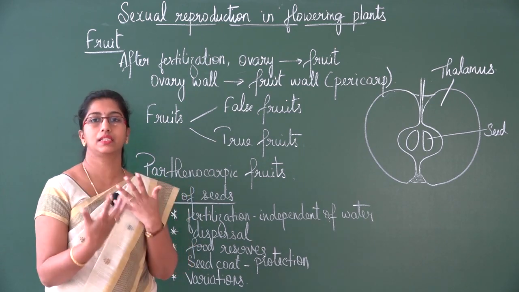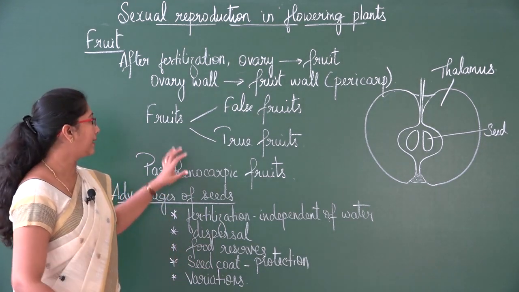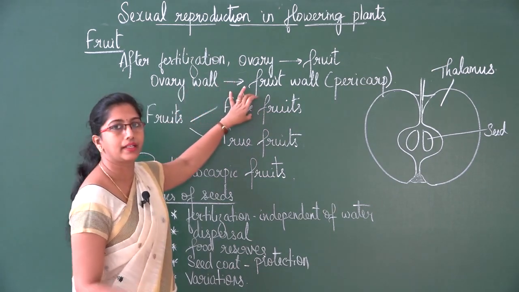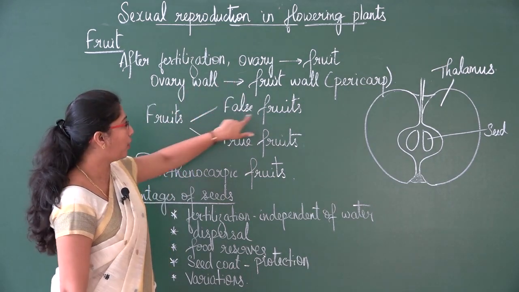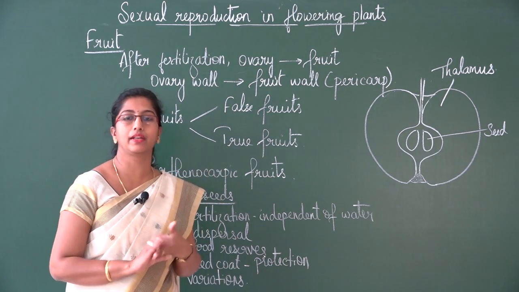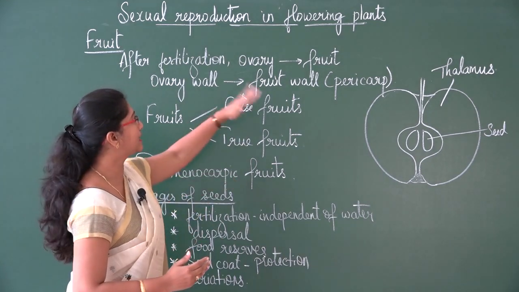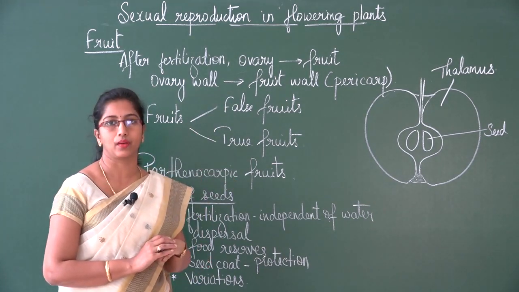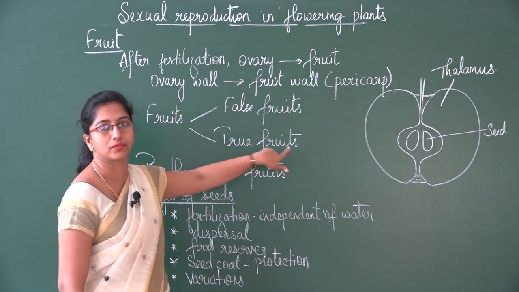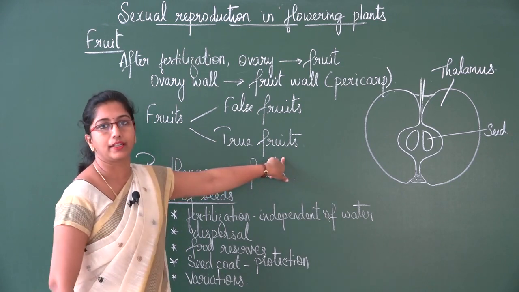Now when we study the whole development of fruit, we see that fruits can be divided into two groups: false fruits and true fruits. Now what is the meaning of that? Just now I told you that fruit develops from the ovary. When that is the case, that type of fruit we call a true fruit. Only the ovary is developing into fruit.